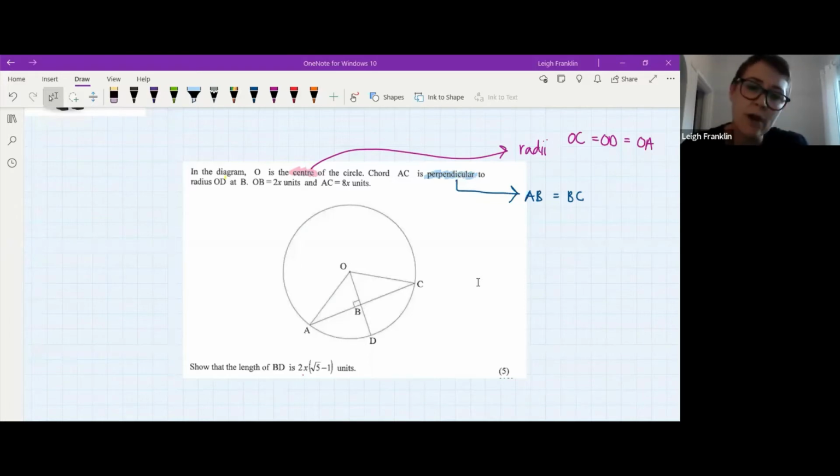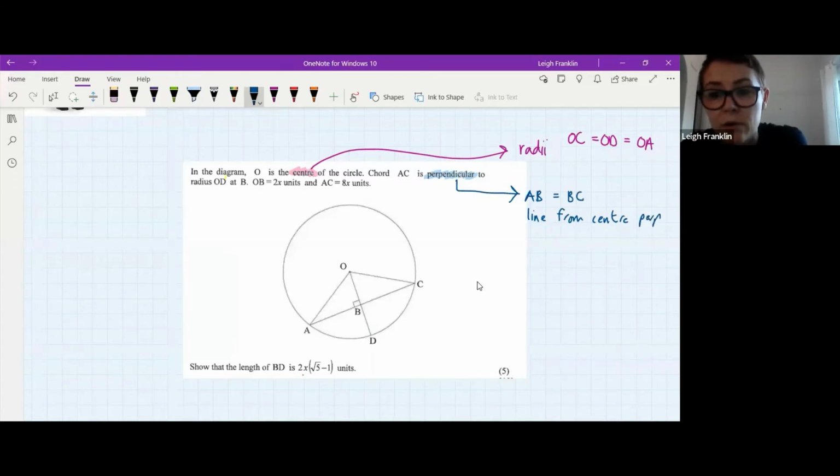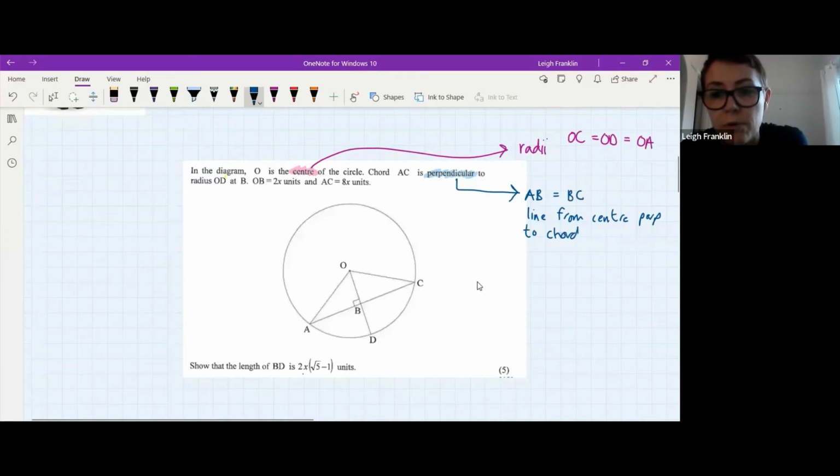When the diagram comes with the 90-degree corner, so when you were told that one line is perpendicular to the other, that is the reason with the word perpendicular in it. In this particular case, that would be line from center perpendicular to chord. All right, good, well done.